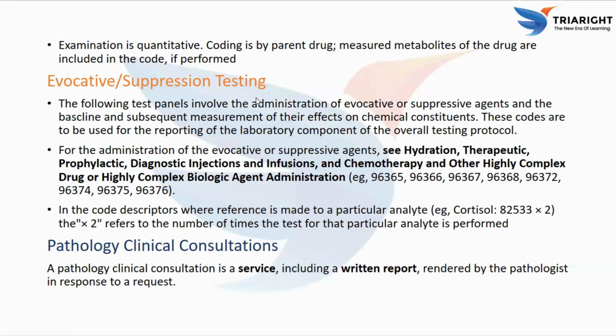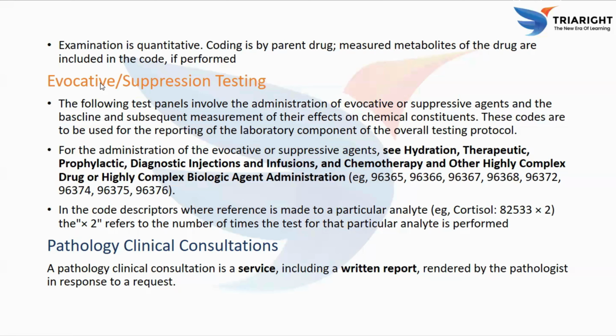And next, evocative or suppression testing. What does this mean? This is endocrine function testing, not drug abuse testing. This test checks how a gland responds when stimulated or suppressed. A substance is given to stimulate hormone production, that is an evocative test, or suppress hormone production, that is a suppression test. Then lab levels are measured at multiple time points.